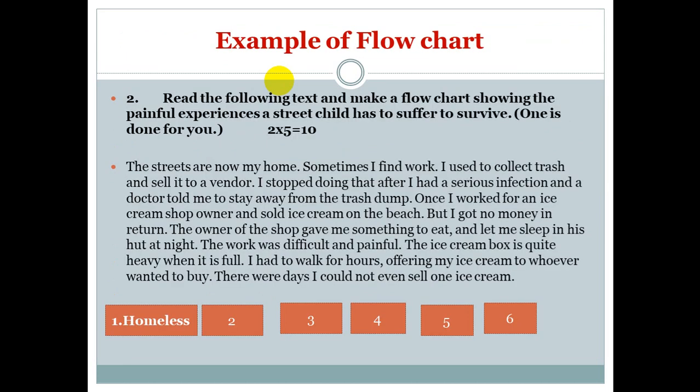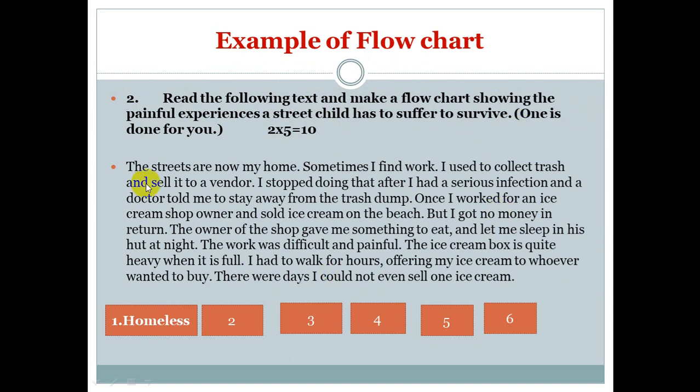Next comes the flow chart. Flow chart means there will be example passages that will also be taken from your textbook, from the text, that means from the comprehension, and you will be given an example of an answer. You must understand what the question requires. That means if you read the question, that is, read the following text and make a flowchart showing the painful experiences a street child has to suffer to survive.